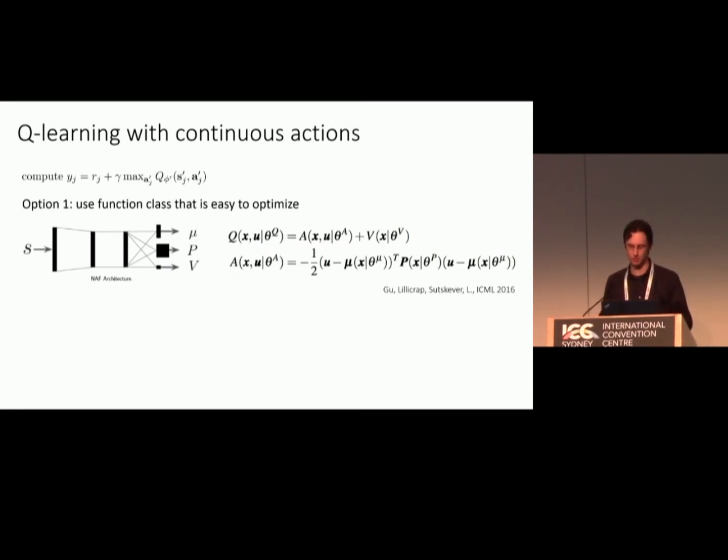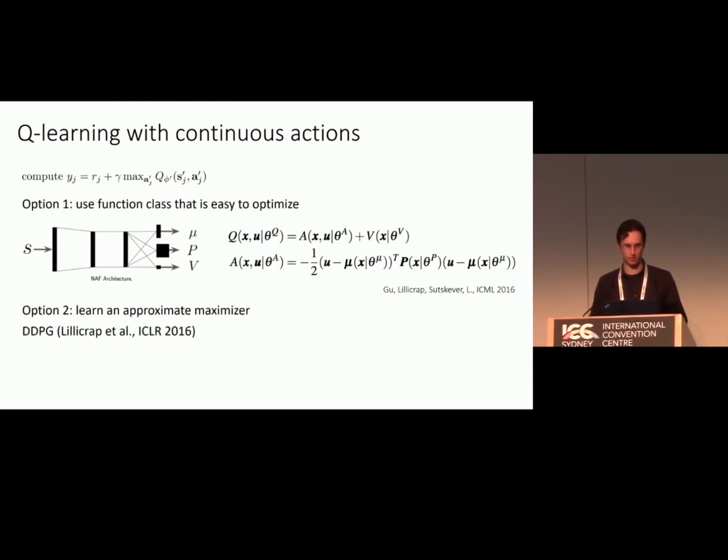This is from a paper by Shixiang Gu called the NAF architecture, where your Q function is some quadratic function where the parameters of that quadratic are outputted by a neural net. It's a more restrictive function class. You can't represent all functions of the action that way, but you can maximize it very easily with respect to the action. Another choice is to actually learn an approximate maximizer.